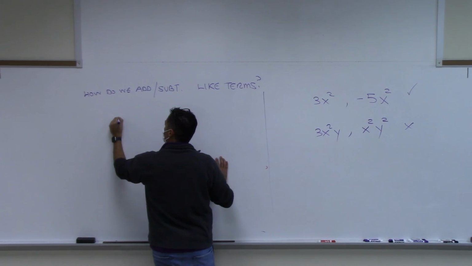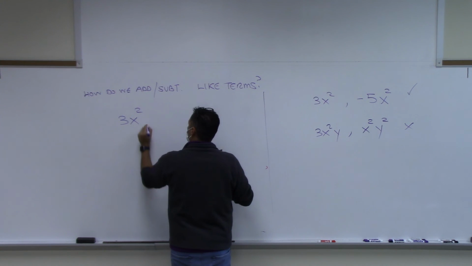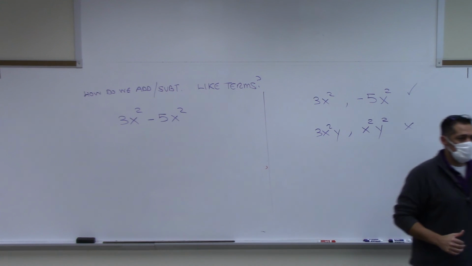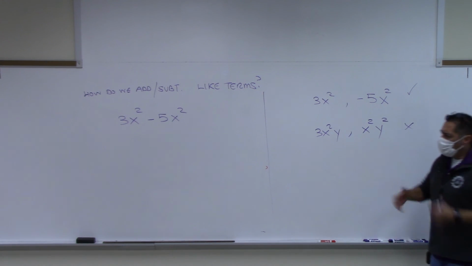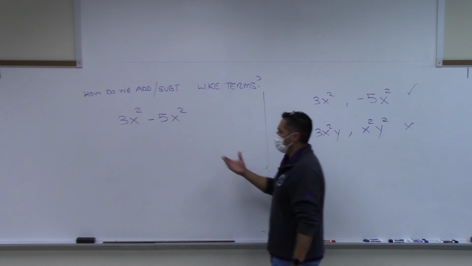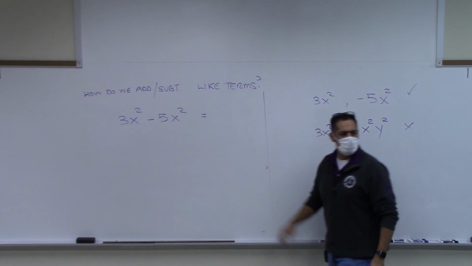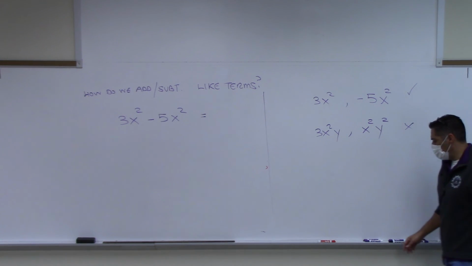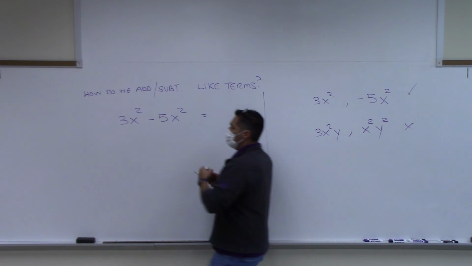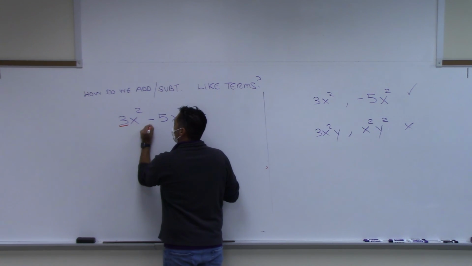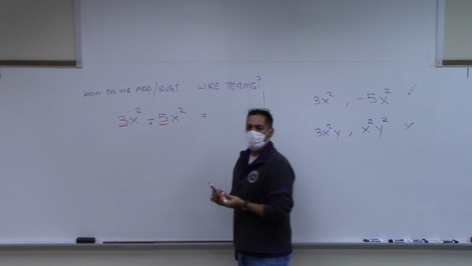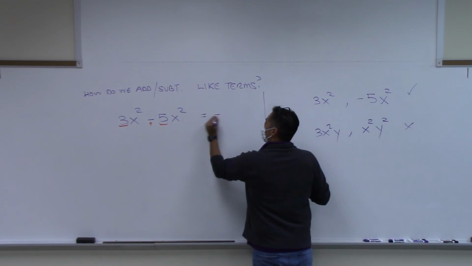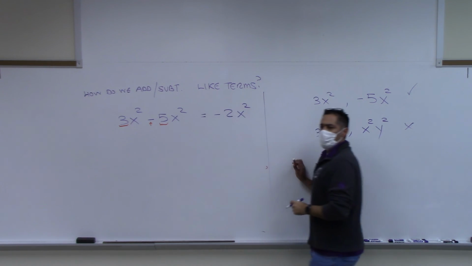So let me take those. You said they were like terms. If I do 3x squared minus 5x squared, right? You just told me that those were like terms, and I'm trying to subtract them. What is it that we're doing? Like if you had to explain to somebody what this becomes, what are you actually doing here? Subtracting what? The 3 and the 5. All you're really doing here is taking that 3 and subtracting the 5. That's all you're doing. You're doing 3 take away 5, which is negative 2. And then you're just keeping the variable, right? That's all you're doing.